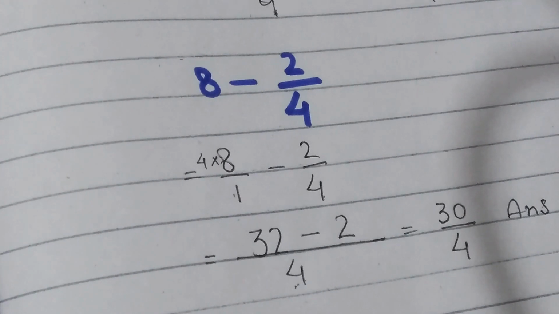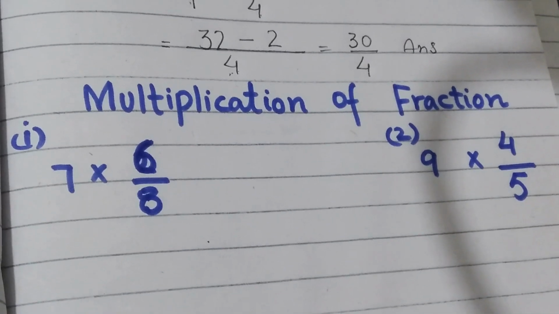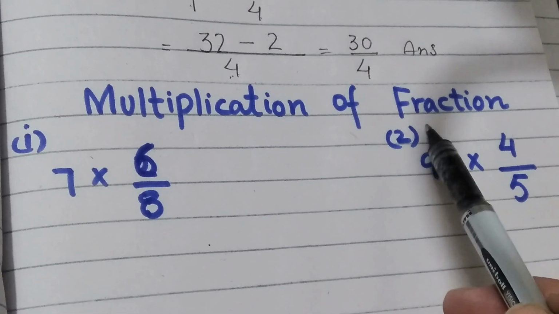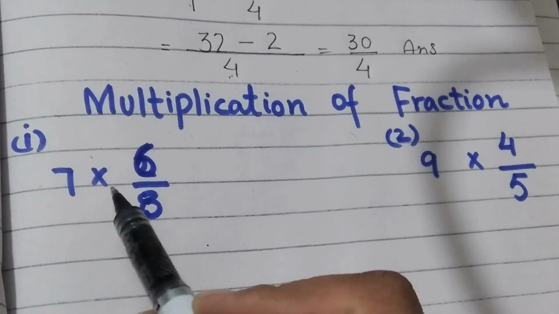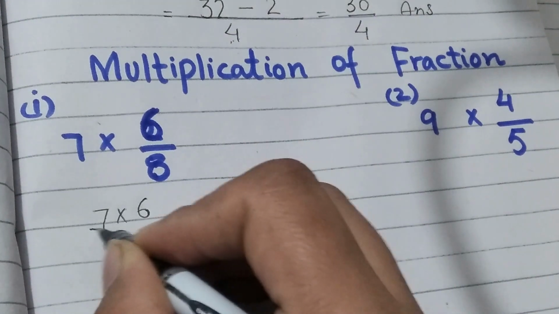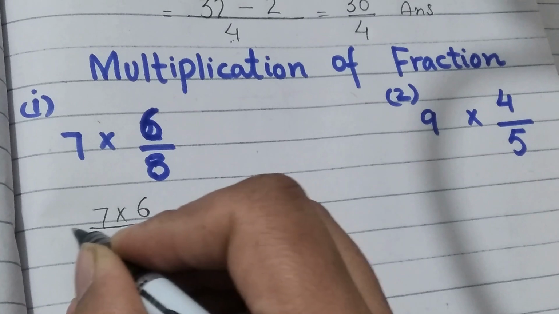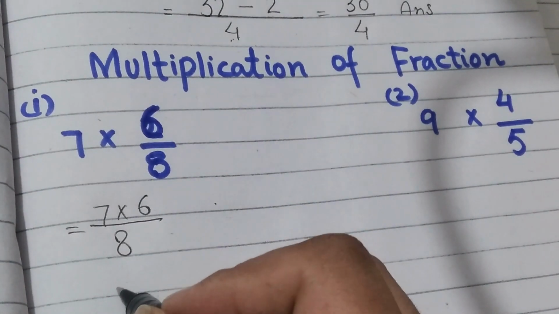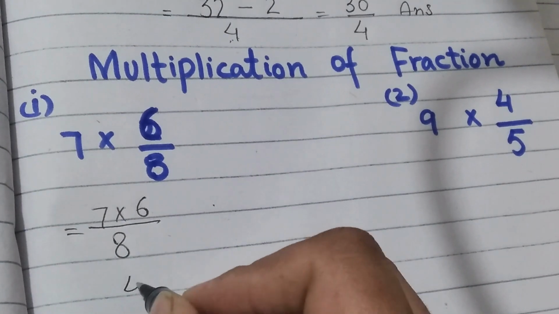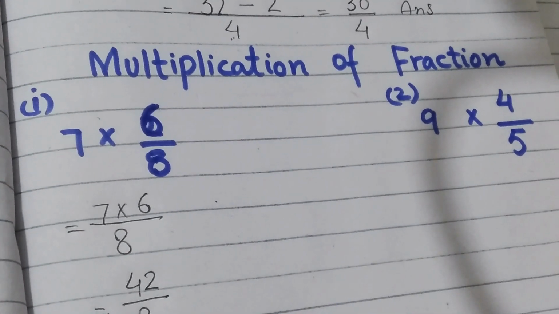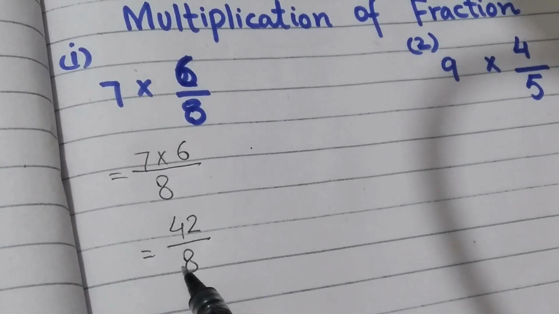Now I will tell you about multiplication of fractions. Now we will solve a question on multiplication of fractions. Here is 7 multiplied by 6 over 8. 7 multiplied by 6 is 42 by 8. Here we will look at 42 by 8.